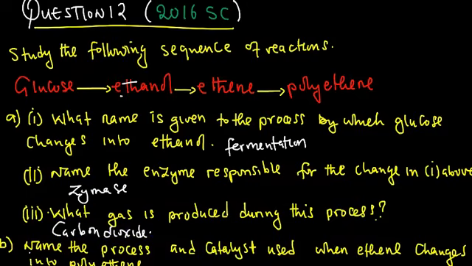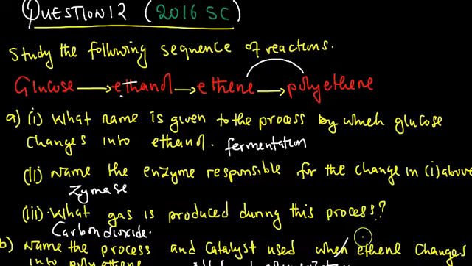Name the process and the catalyst used when ethene changes into polyethylene. So we are looking at this process. The process is called addition polymerization. We've looked at quite a number of these. Now, what are the conditions? You need a catalyst, titanium compounds.